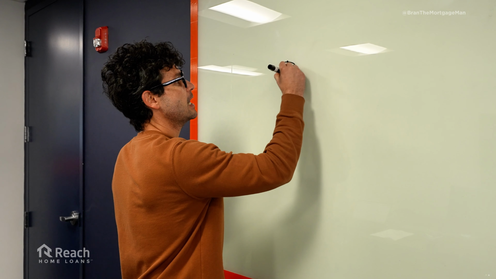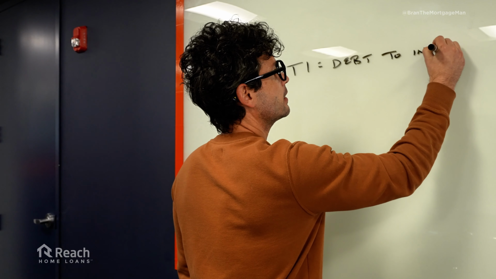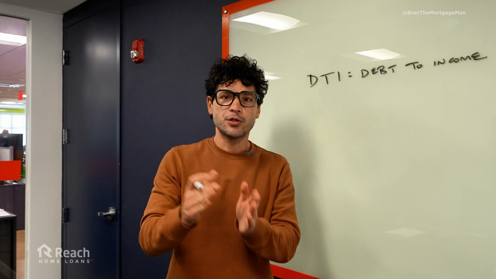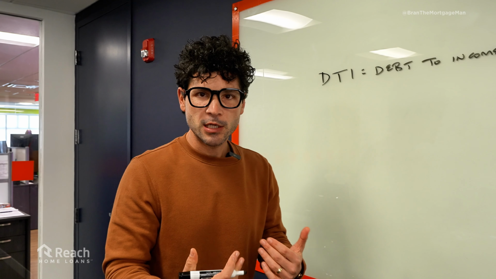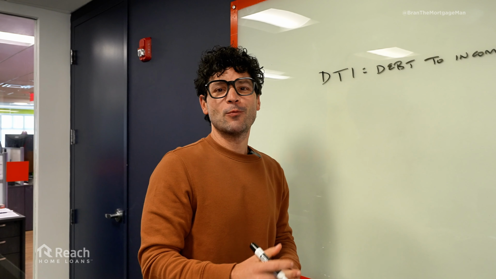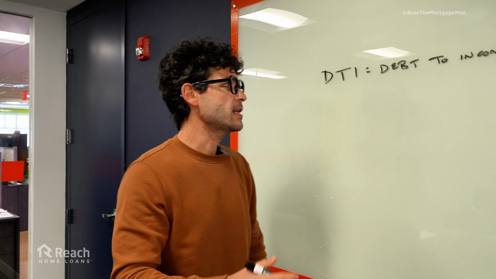So DTI stands for debt to income. And what it is, it's your debt compared to your income on a monthly basis. That's what we as lenders look at when we're qualifying you for a mortgage, right? That's just one aspect of what we look at. What I mean by that is this.